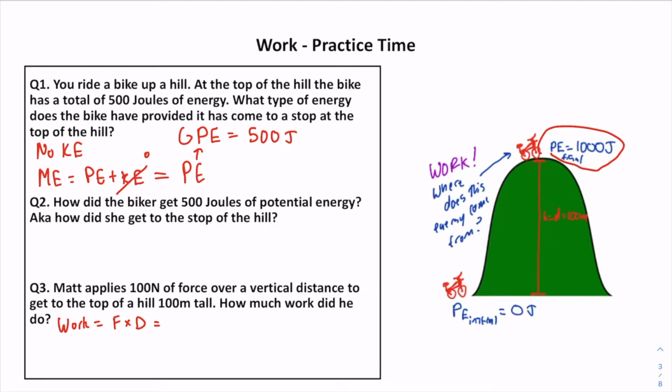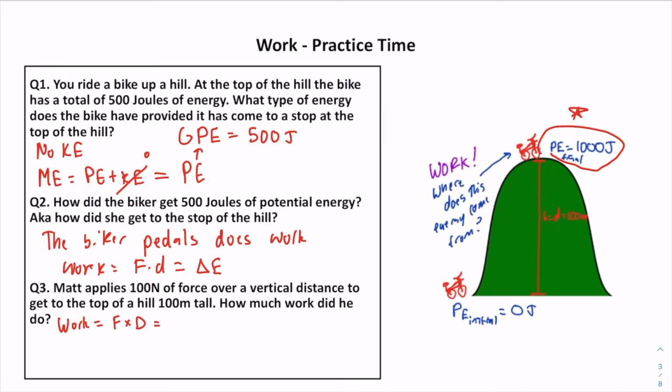Question 2. How did the biker get 500 joules of potential energy? AKA, how did she get to the top of the hill? Well, the biker, like any biker, pedals. And by pedaling, she does work, which equals force times distance, which equals change in energy. So we're applying a force across the distance of our swing to get more kinetic energy, and that's being converted into potential energy, until at the very top we have only potential energy.